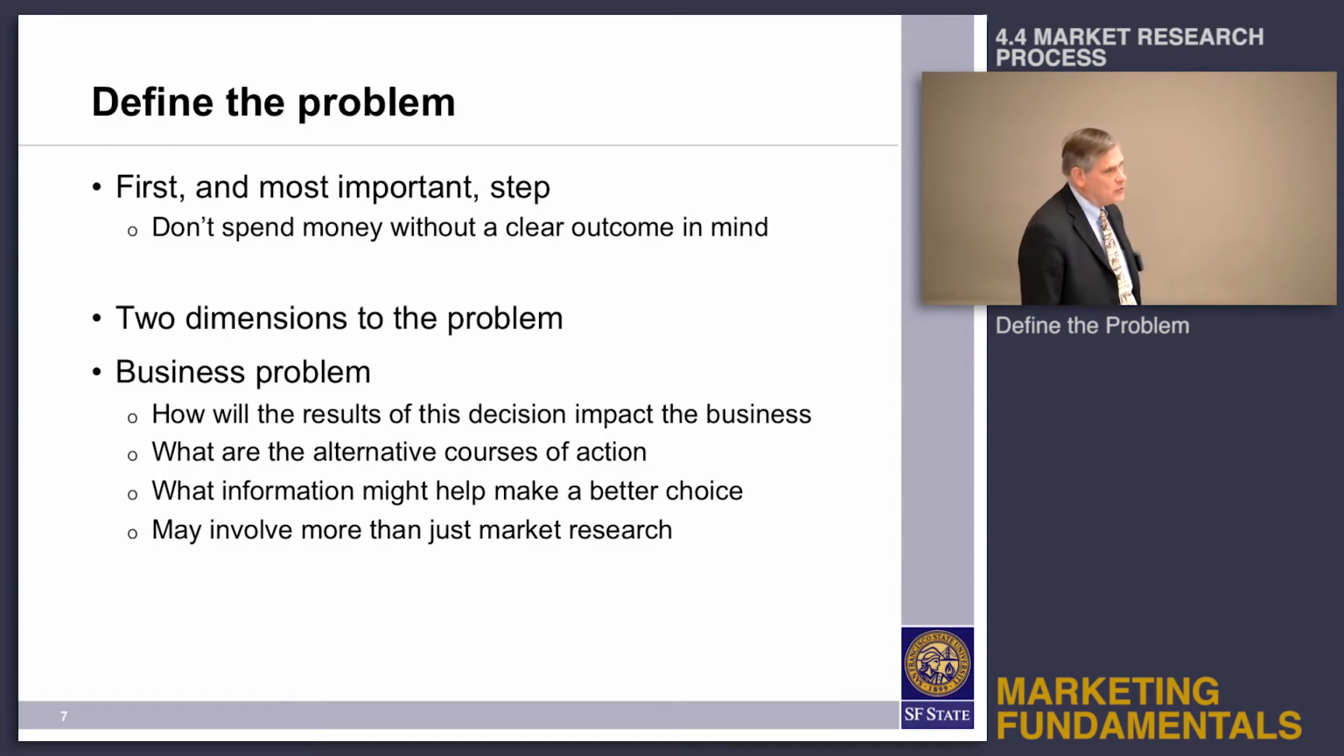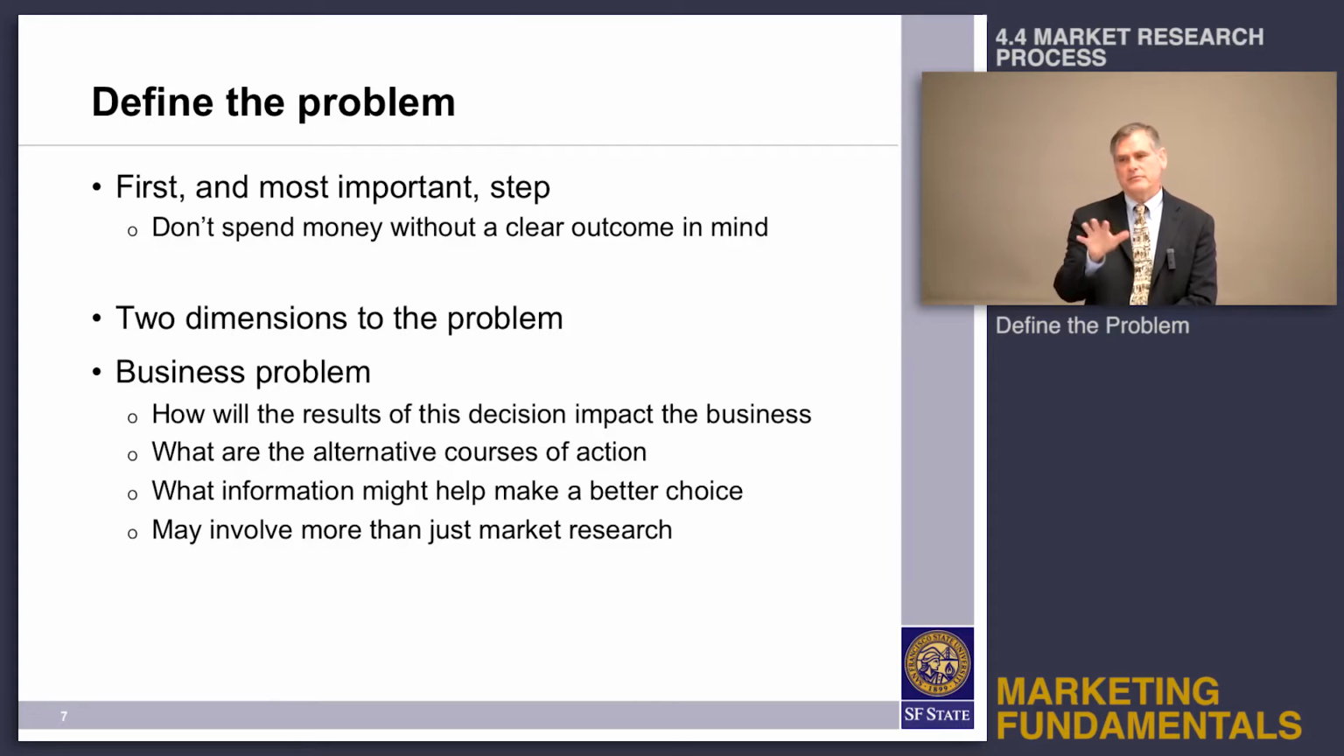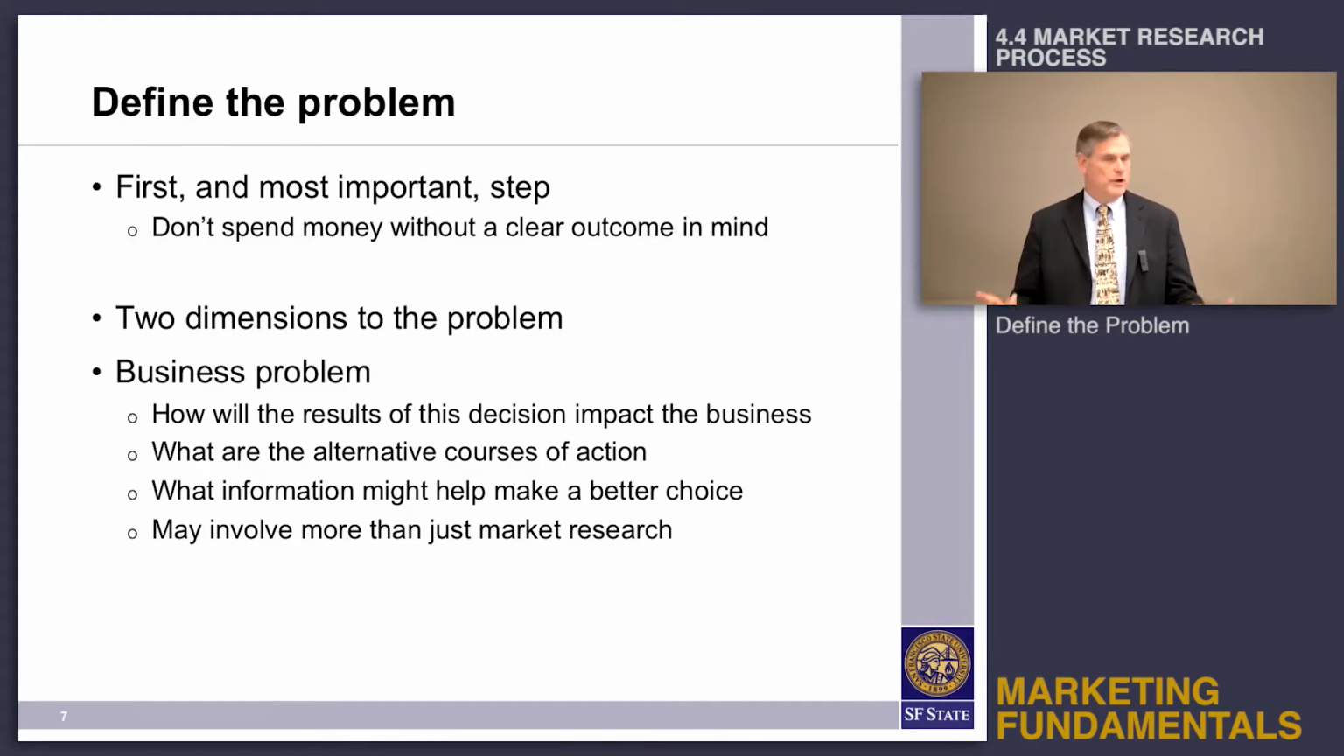So the first, and according to me, most important step is define the problem. And this is going to be a little bit different than maybe you had in your statistics class. There's two dimensions to a market research problem. The first dimension is, what is the business problem that we are trying to solve? What is the business decision that we are trying to make? And many times the business decision is bigger than the particular research decision.